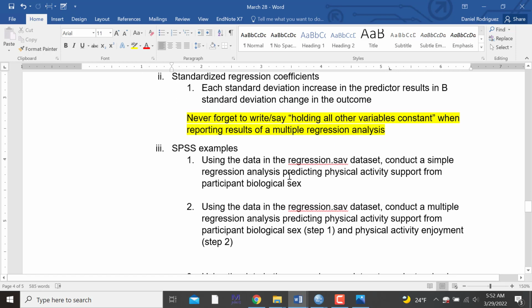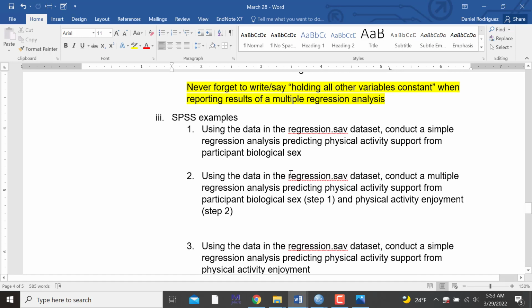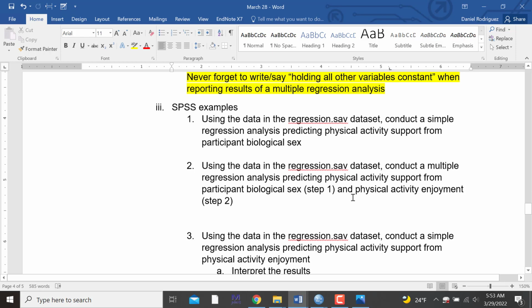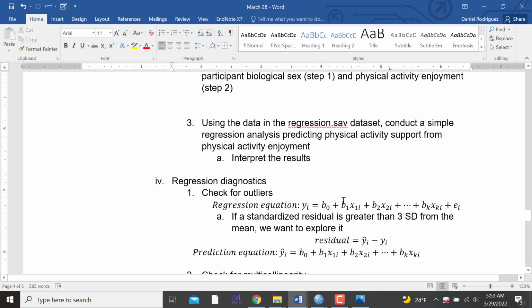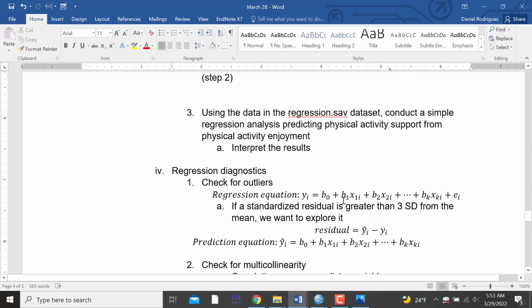All right, so let's do an example. Using the data in the regression.sav data set, so you need to do this because this is what your next SPSS assignment is going to look like. Using the regression.sav dataset, conduct a simple regression analysis, predicting physical activity support from participant biological sex. Conduct a multiple regression predicting physical activity support from biological sex and physical activity enjoyment. Interpret the results. Before we go, actually, let's just go ahead and run it first.